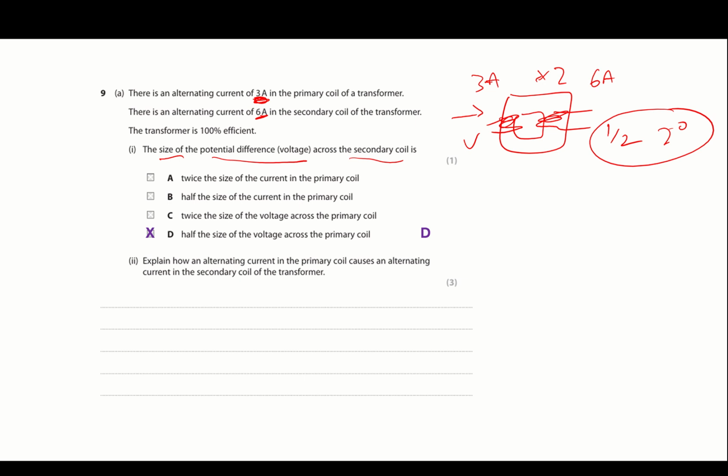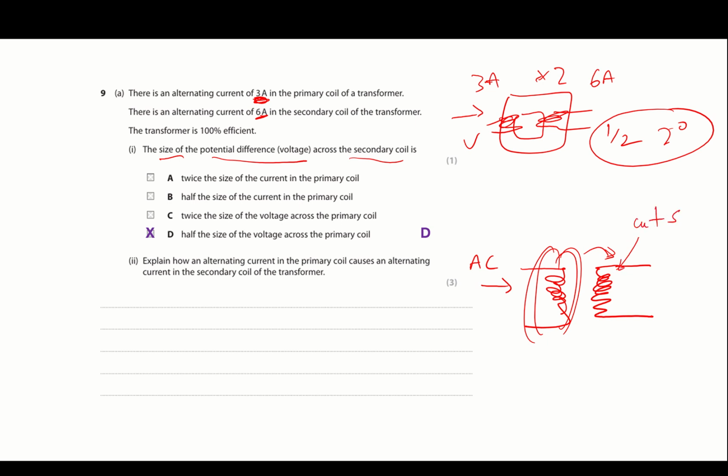Part D: Explain how an alternating current in the primary coil causes an alternating current in the secondary coil. So I'll draw it this time without the soft iron core, because these work without a soft iron core. So now we know when we put an alternating current in, this induces a changing magnetic field. That then cuts these coils. So the change in magnetic field cuts the coils, and then this induces a voltage, and if it's a complete circuit, we'll get a current in amps.